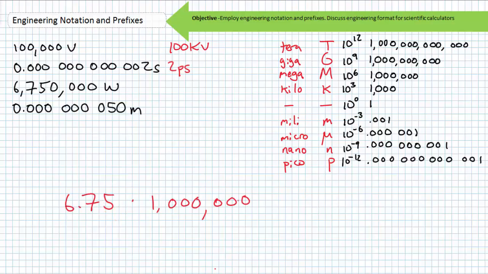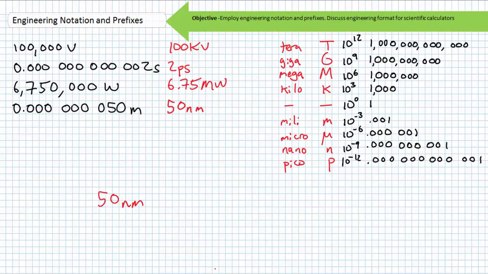The third example is 6.75 times a million, where a million could be represented as 10 to the 6th, and 10 to the 6th could be replaced by the mega, or capital M prefix. Therefore, this number is better represented as 6.75 megawatts. The fourth example has a coefficient of 50, 9 places to the right of the decimal point, meaning this is 50 times 0.000000001, or 10 to the negative 9th. 10 to the negative 9th can be replaced by the nano, or little n prefix. Therefore, this number is better expressed as 50 nanometers.